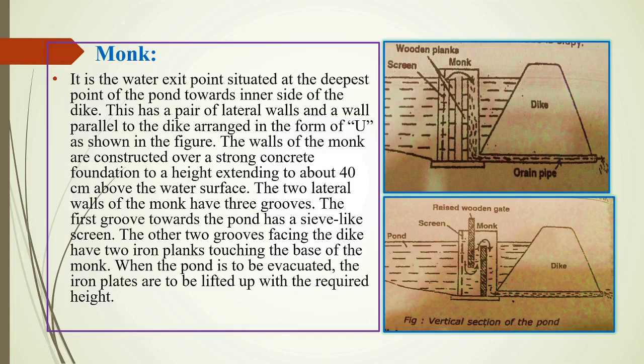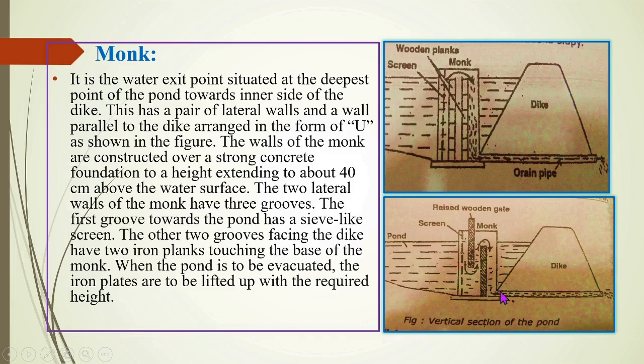When the pond is to be evacuated, the iron plates are to be lifted up. So these iron plates are raised up so that the water passes through the sieve and then goes into the drain pipe. The space between the plates helps in resisting the water pressure.